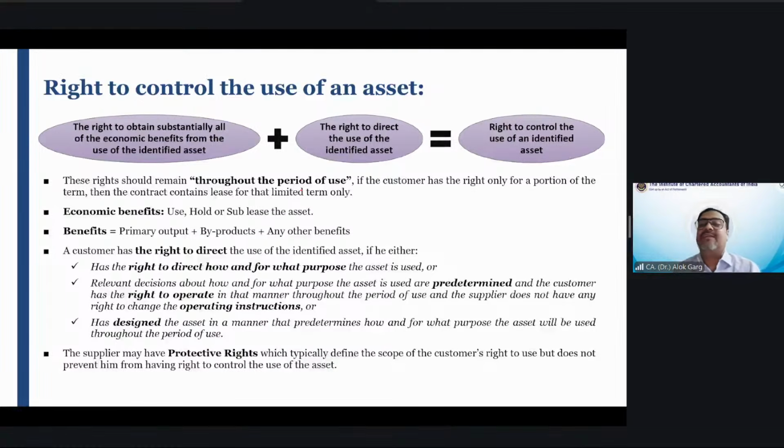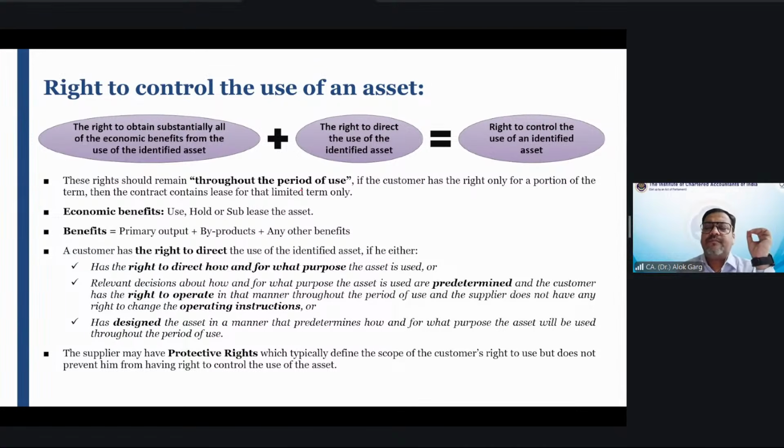So friends, this is the difference between right to use and right to control the use. So the second condition is that the right to control the use of an asset has to be transferred to the lessee, to make it a contract under Ind AS 116. So friends, like we discussed, for an identified asset there are two conditions. Likewise, for the right to control the use of an asset, there are two conditions. Condition number one: right to obtain substantially all the economic benefit from the use of the identified asset.